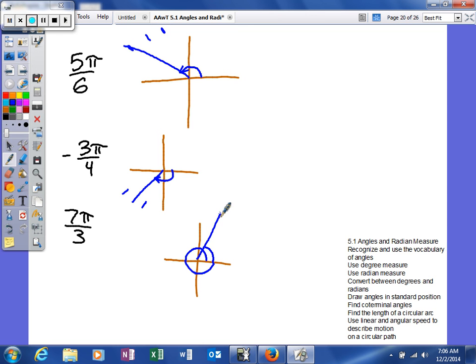Well, a third is more than 1/4. So if this is 1/2 of your nice little quadrant, then that would be basically less than that, so we would terminate right here. So, just drawing a couple angles in standard position.